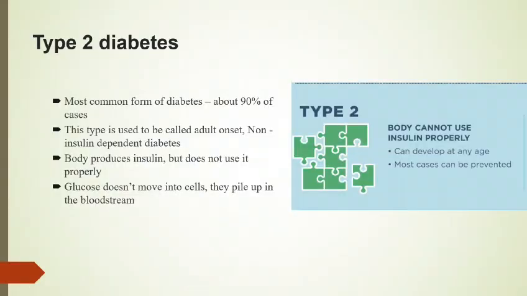Type 2 diabetes. Type 2 diabetes is the most common form of diabetes. About 90% of cases are of this type. This type used to be called adult onset or non-insulin dependent diabetes. It can develop at any age. Most commonly, it can be prevented. In this type of diabetes, the body cannot use insulin properly. The body produces insulin, but it does not use it properly. So glucose doesn't move into the cells, it just piles up in the bloodstream itself. So this is the reason for type 2 diabetes.